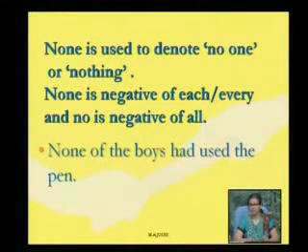Now here the article the is used. Earlier the article a was used, as any pen was given in the example, but here no student has used, or none of the boys has used, the same pen that was given by the teacher. That's why the is used with the pen. None of the boys had used the pen given by the teacher.